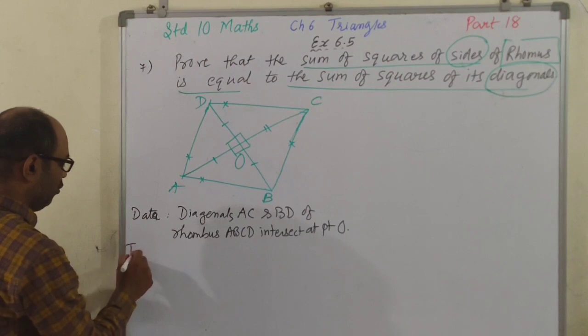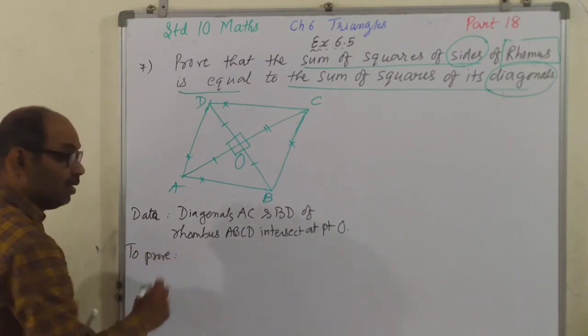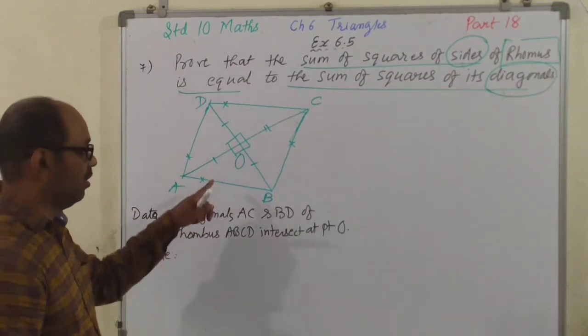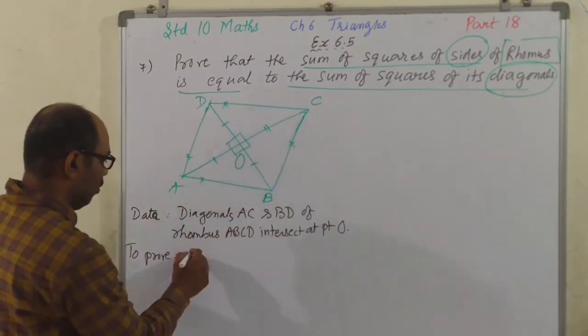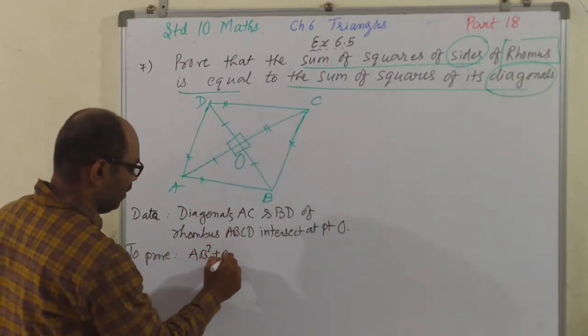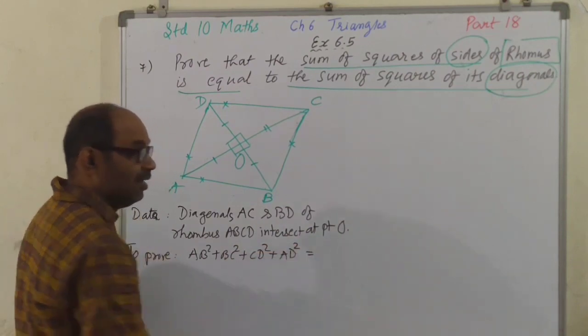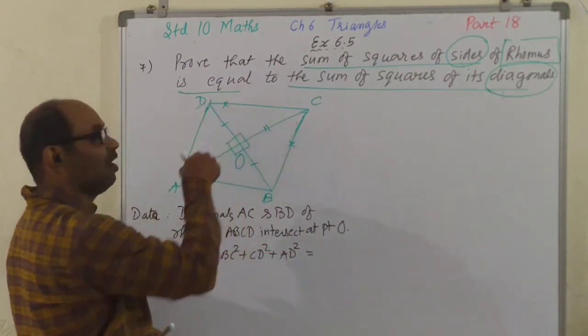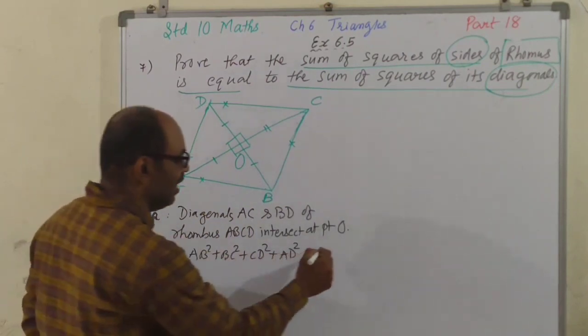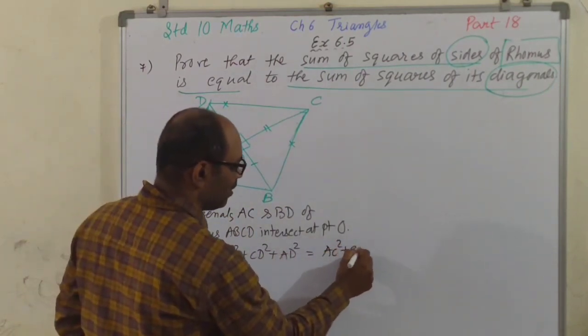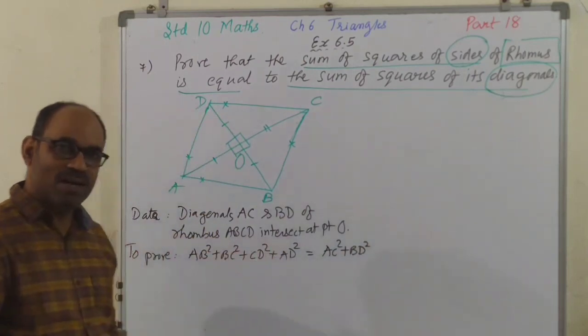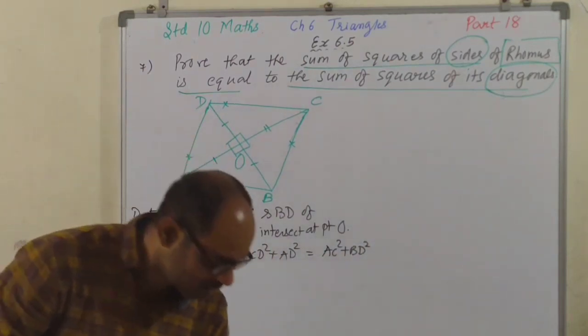This is given. To prove: the sum of squares of sides, 4 sides here, so AB square plus BC square plus CD square plus AD square is equal to the sum of squares of its diagonals. There are 2 diagonals: AC square plus BD square. This we have to prove.